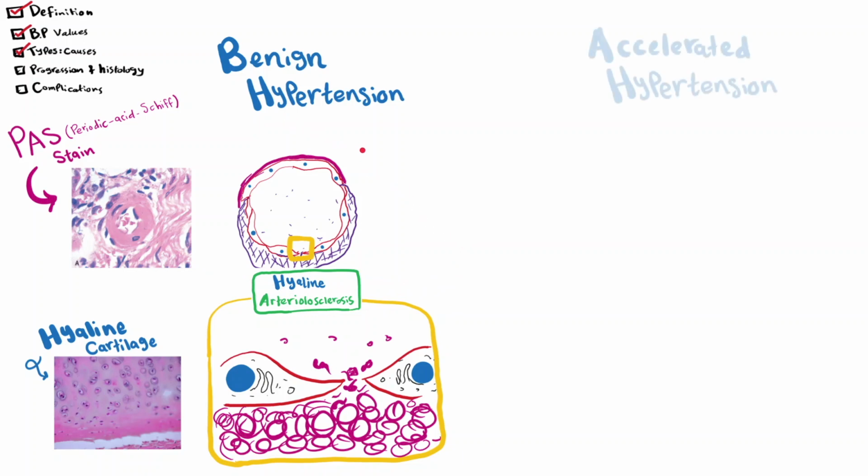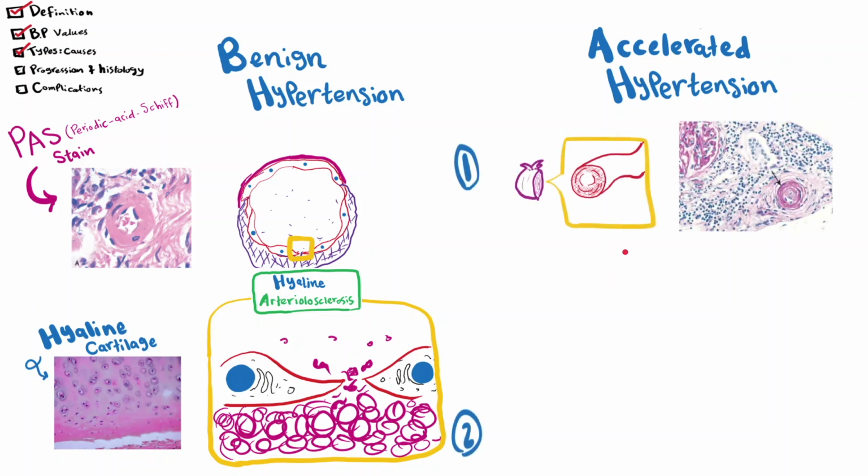In contrast, in accelerated hypertension, we have two possible microscopic findings in the vessels. One, you would see the smooth muscles proliferating to compensate for the increased, accelerated hypertension.